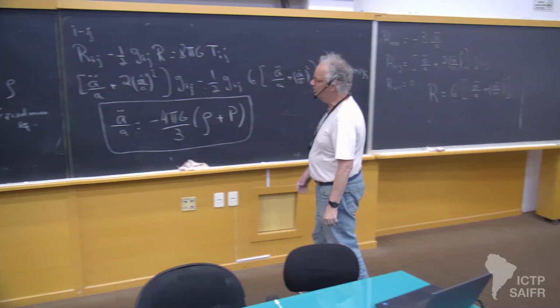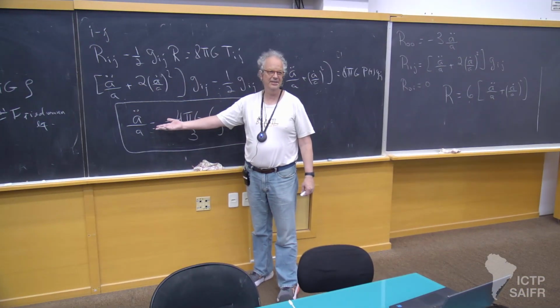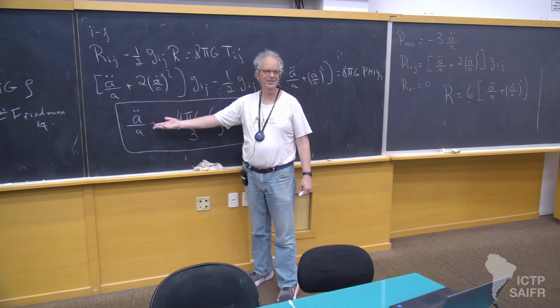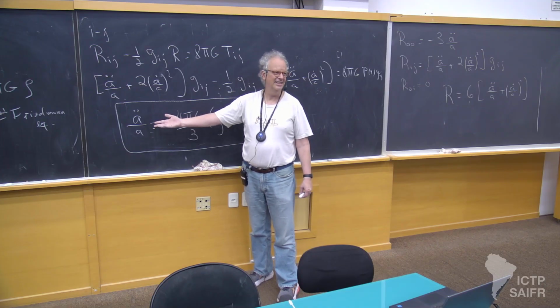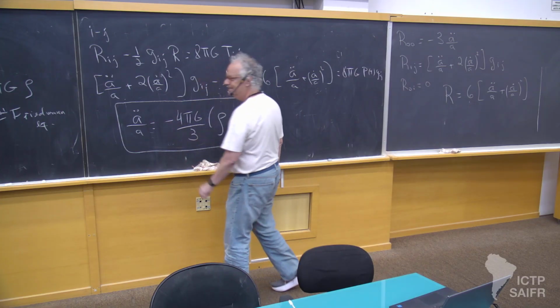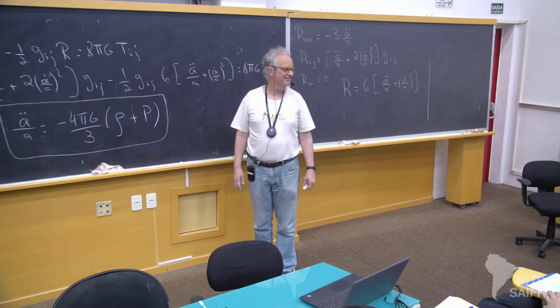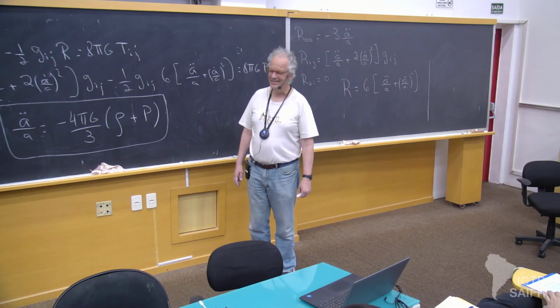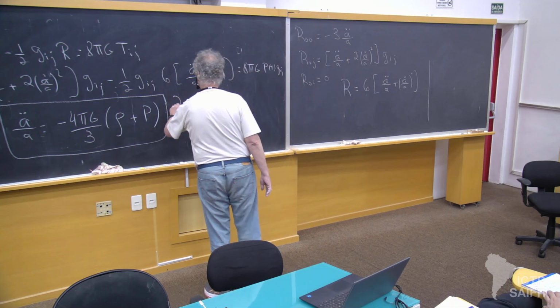So this is an equation for the second derivative of the scale factor. What you can think of this as being is the acceleration. And the fact that this is negative tells you that the universe is decelerating. So what sources it is rho plus P, and this is decelerating. So this is called the second Friedmann equation.